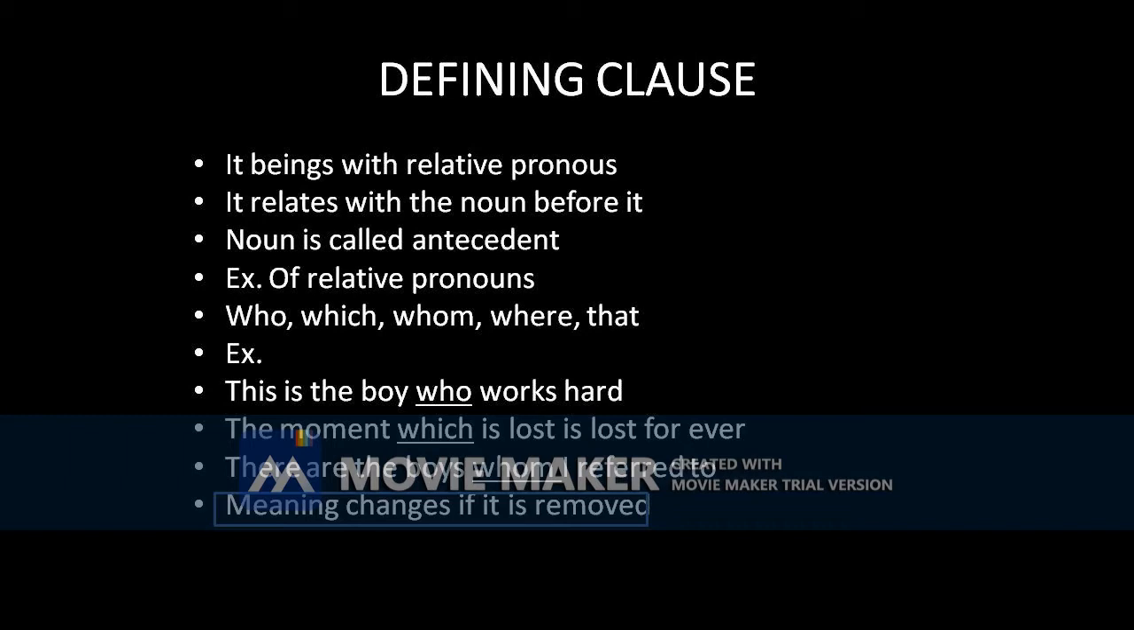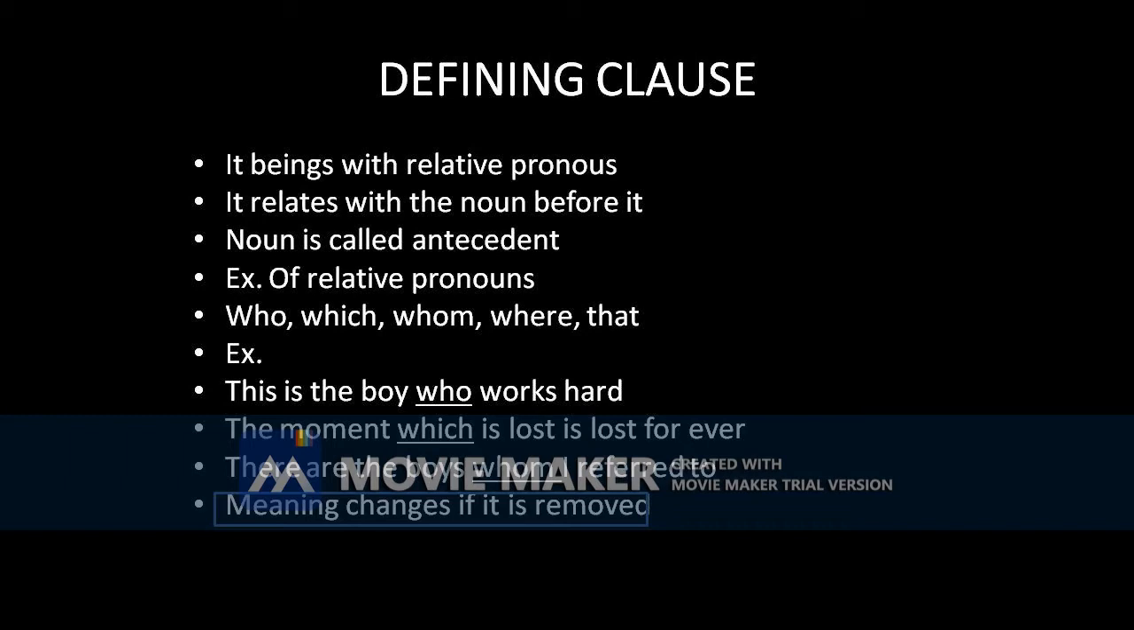So what are relative pronouns? Who, which, whom, where, that. These are some of the relative pronouns with which the defining clauses begin. So it begins with the relative pronoun, and these relative pronouns relate it with the noun before it. The noun which is before these relative pronouns is called the antecedent.